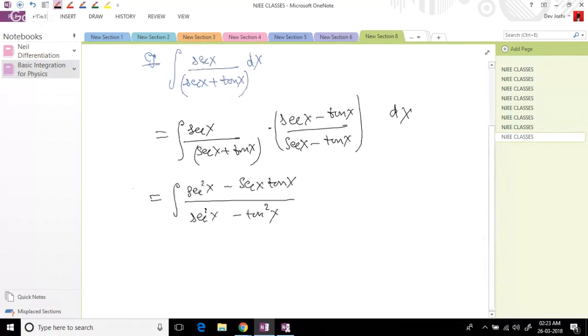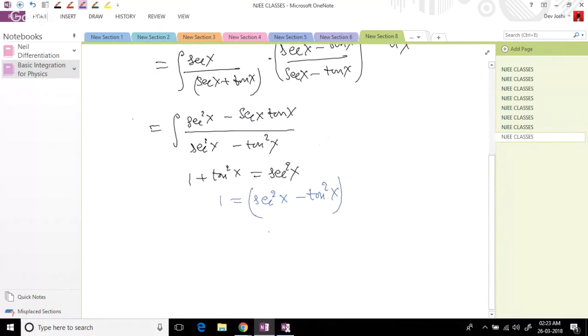Correct? Now what can we use? We can use the property. What is the property? 1 plus tan square x is equal to sec square x. Correct? So I can say that 1 is equal to what? Sec square x minus tan square x. Have we got it? So I think this term I am getting in the denominator, right? So just put in its value in this equation. So what we are getting is going to be equal to the integral of sec square x minus sec x tan x into dx. Correct? Because sec square x minus tan square x is going to be 1.